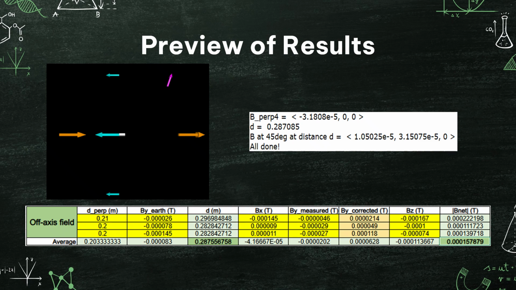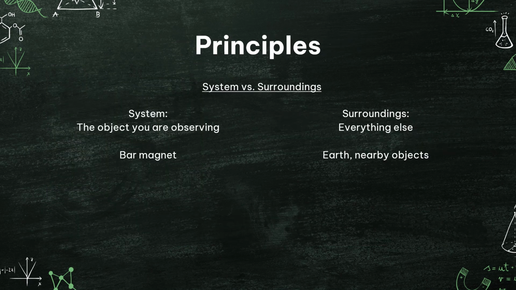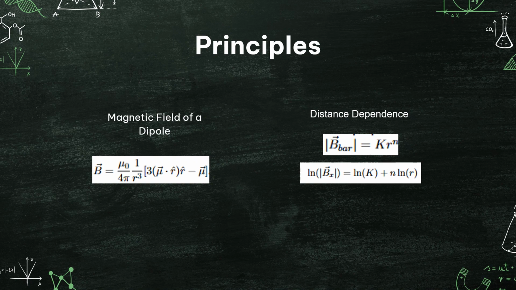So a quick preview of the results. The top shows my magnetic fields, and that's the left, and the right shows the magnetic field at a distance d. And the bottom part shows what was actually calculated without using the coding model. So in this case, the system is the bar magnet, and the surroundings were both the Earth and any nearby objects. Here are a couple relevant physics formulas used in this lab, with the left one being the magnetic field of a dipole, and the right being the distance dependence formula.